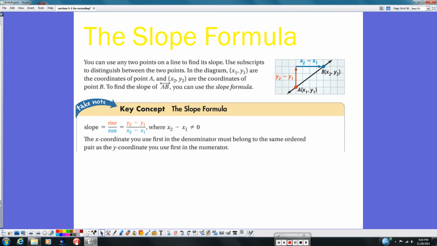Our slope formula. As I said, we have many different ways that we can describe slope. We talked yesterday about rise over run. Now we're going to have a formula for slope. And that formula is y2 minus y1 over x2 minus x1.